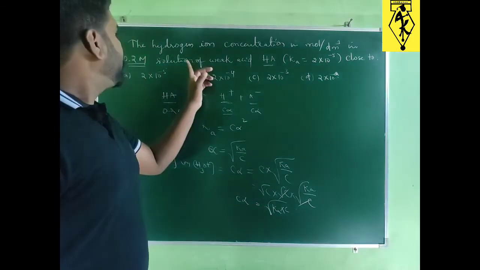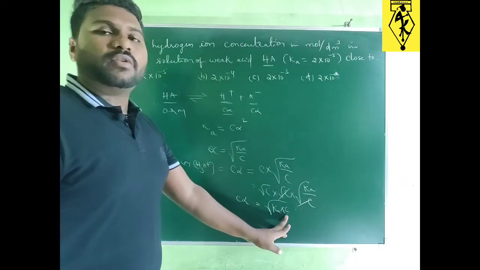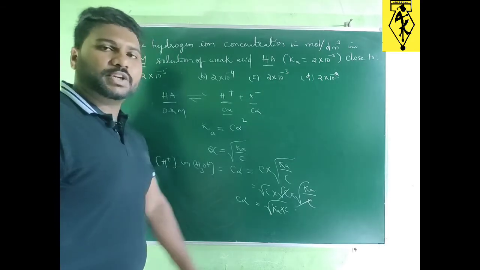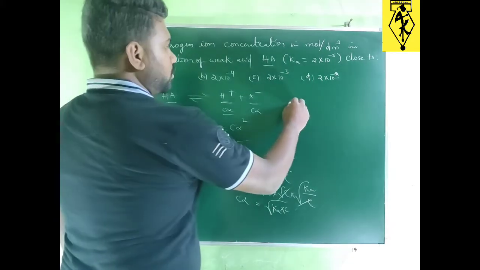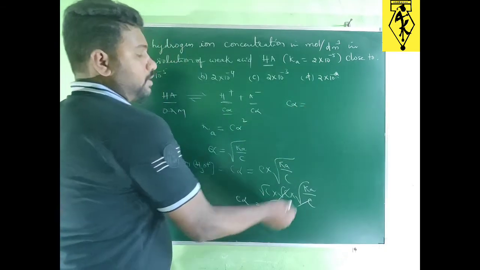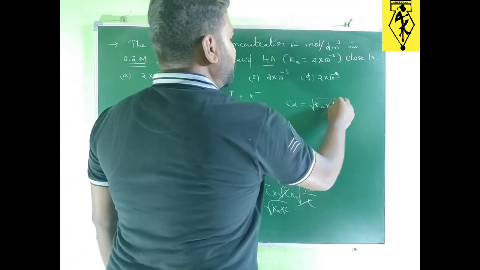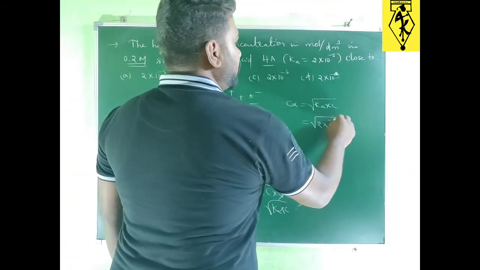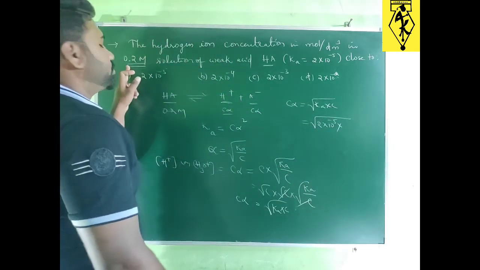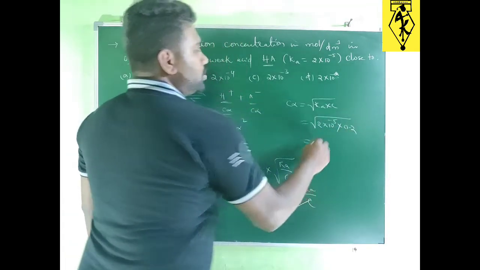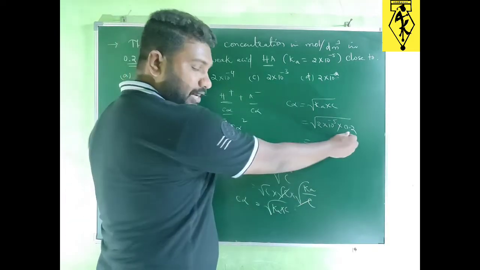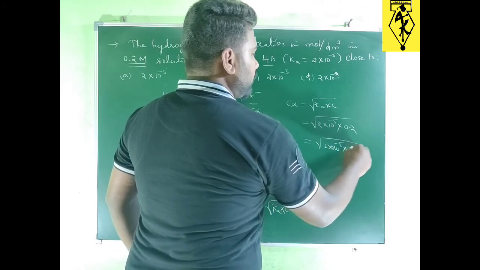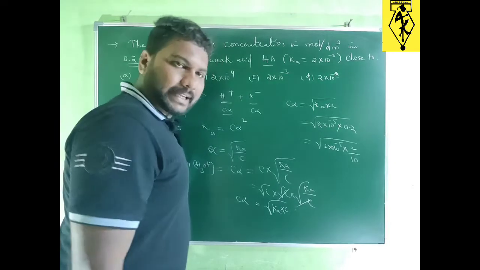We have the Ka value and we have the concentration value. If we substitute those two values in this formula, we can get the concentration of H plus or H3O plus here. So C alpha is equal to square root of Ka into C, that is equal to, what is the Ka value here? 2 into 10 power minus 5, and what is the concentration? 0.2. So how can we write 0.2? 2 by 10 we can write, no? So 2 into 10 power minus 5 into 2 by 10.